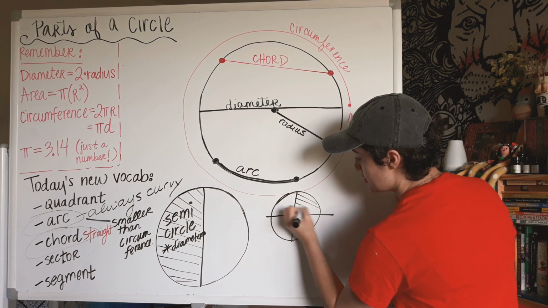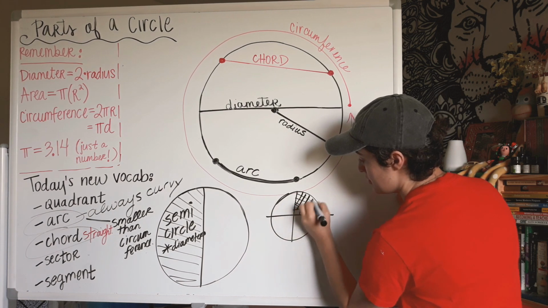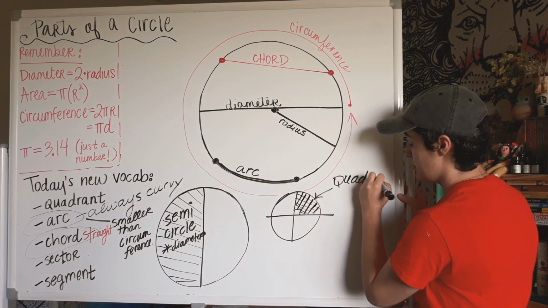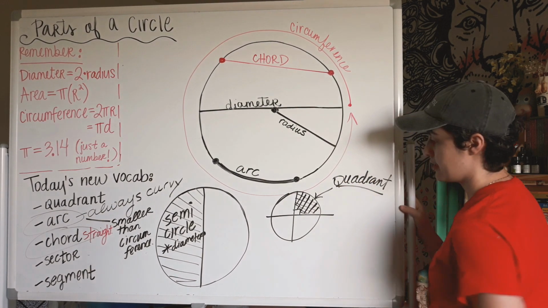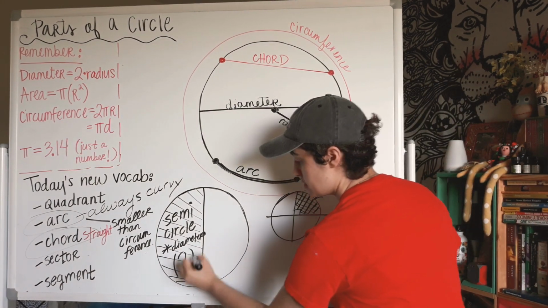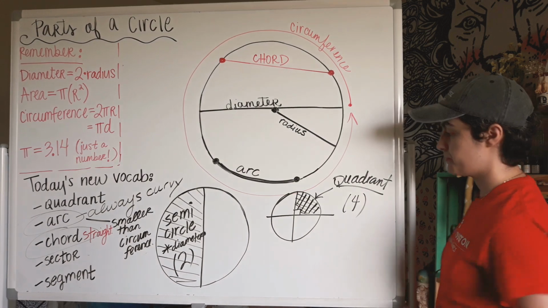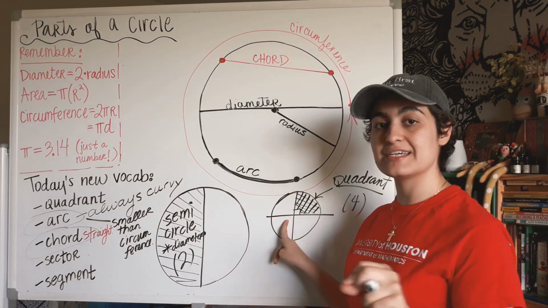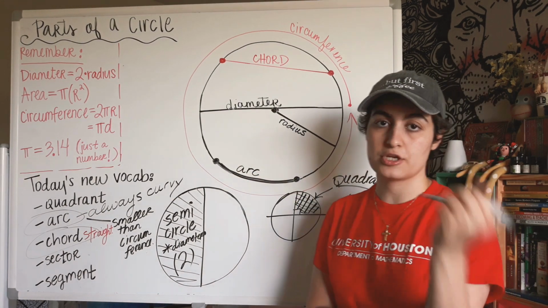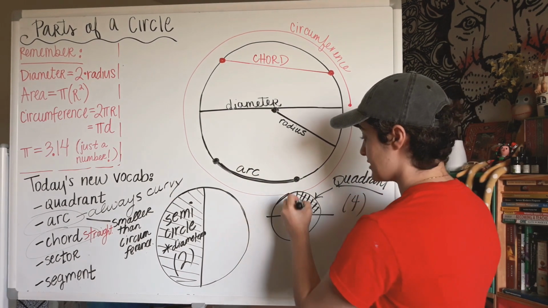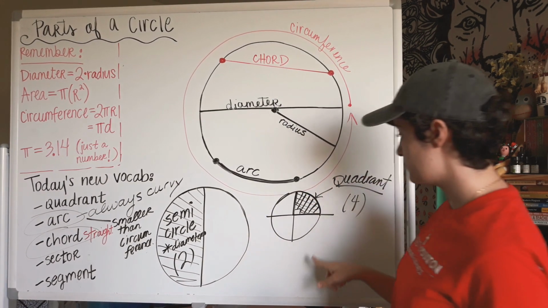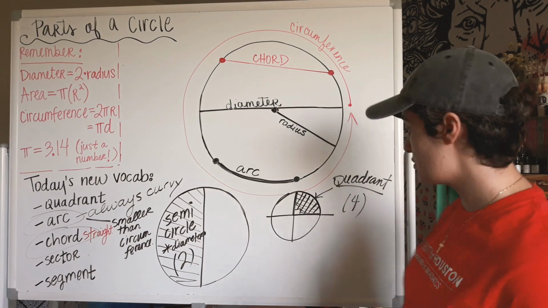So this right here is called a quadrant. Okay, so there's 4 quadrants, 2 semicircles. But the thing with a quadrant is, it has to be 90 degrees. It cannot look like a slice of pizza. It has to be exactly 90 degrees.